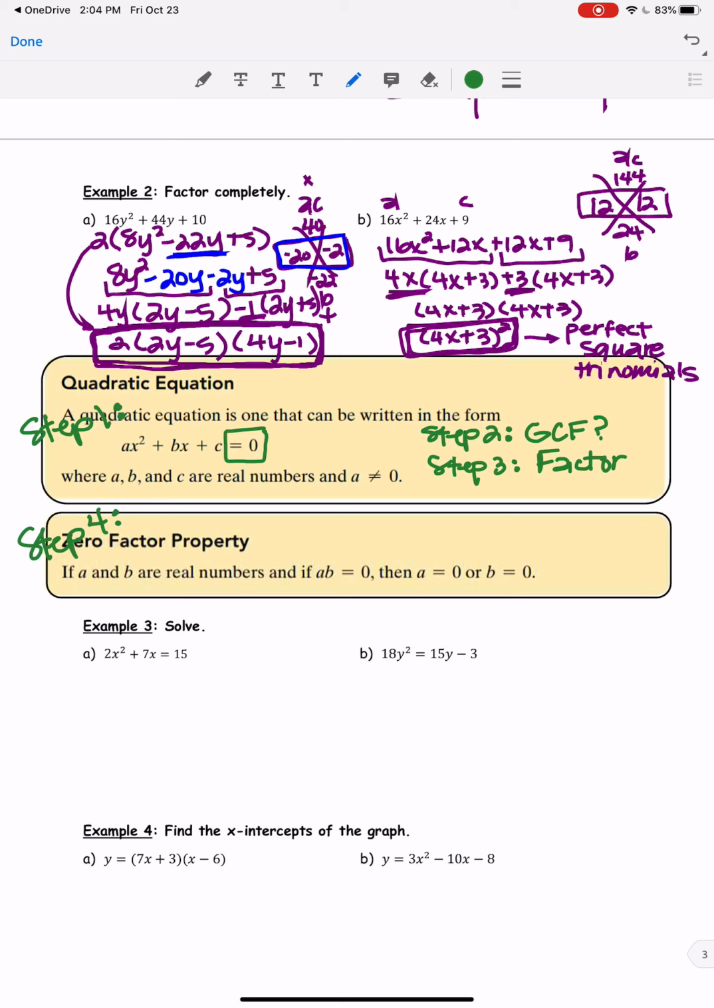So on 3, when we're solving, does it equal 0? And it does not. So we're going to move that 15 over here. So that's going to become 2x squared plus 7x. You're subtracting the 15 over. So minus 15 equals 0. And let me scoot this over a little bit.